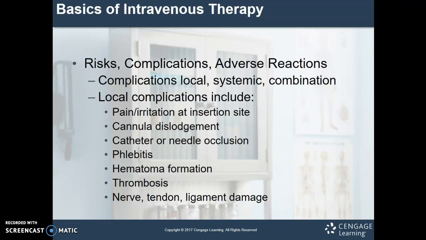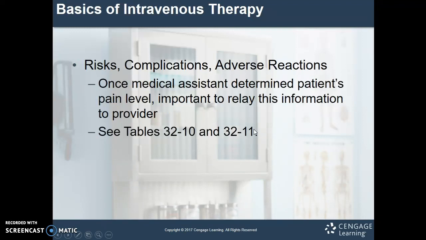Local complications may include pain and irritation at the insertion site, cannula dislodgement leading to infiltration, catheter or needle occlusion, phlebitis, which is an inflammation of the vein. Other complications may involve a hematoma, venous spasm, vessel collapse, thrombosis, and nerve, tendon, or ligament damage. And those are all local, meaning they're just confined to the site of the area that the IV was in.